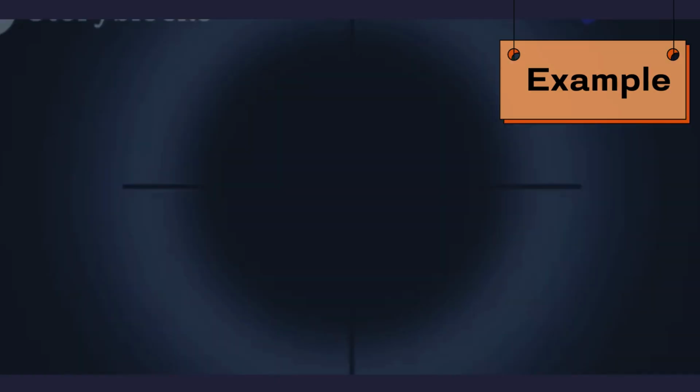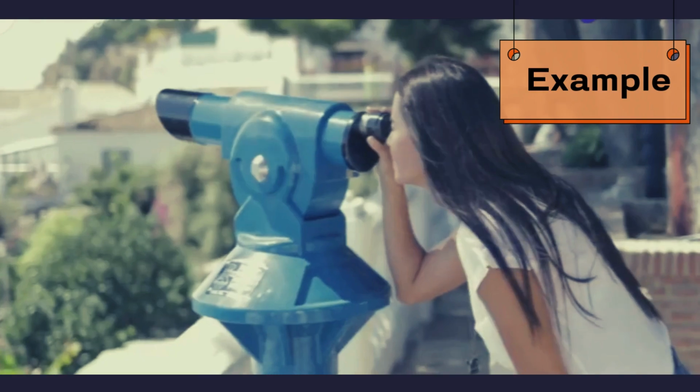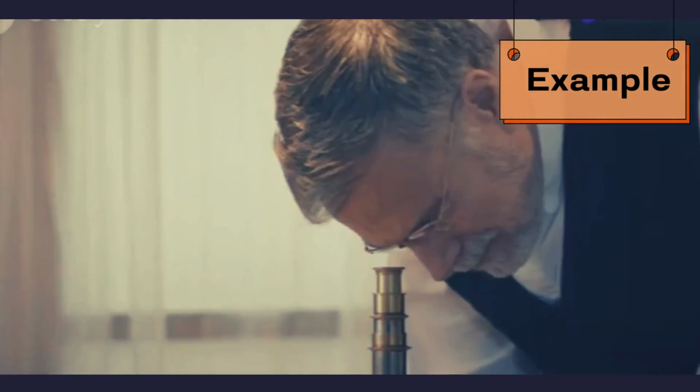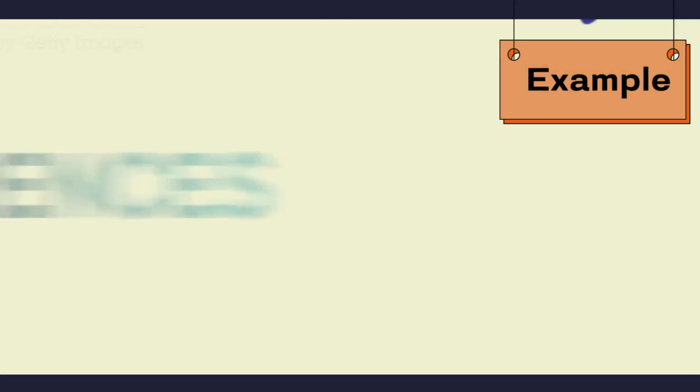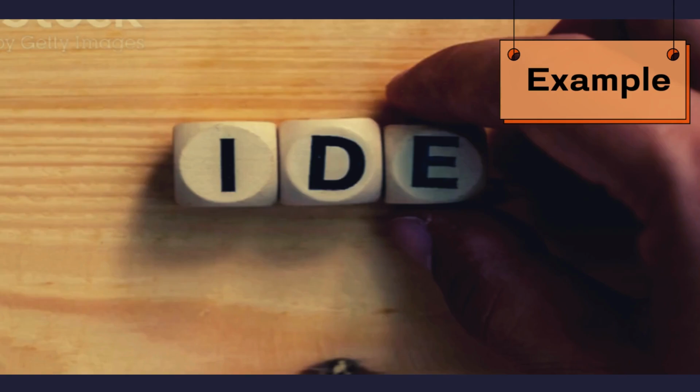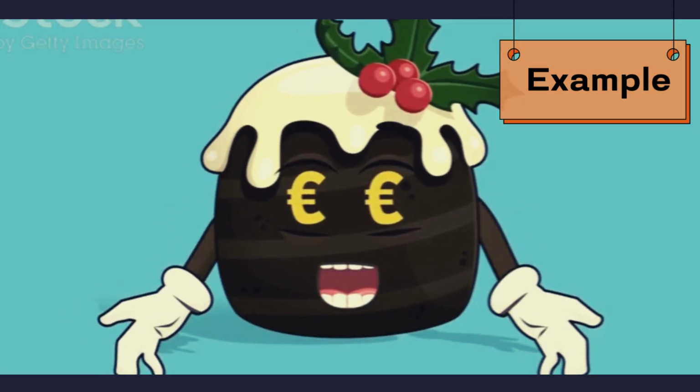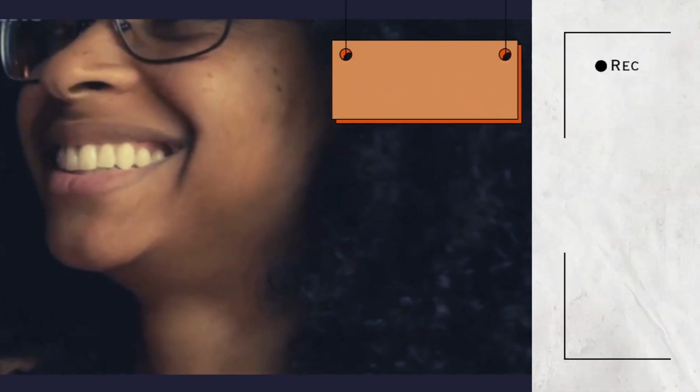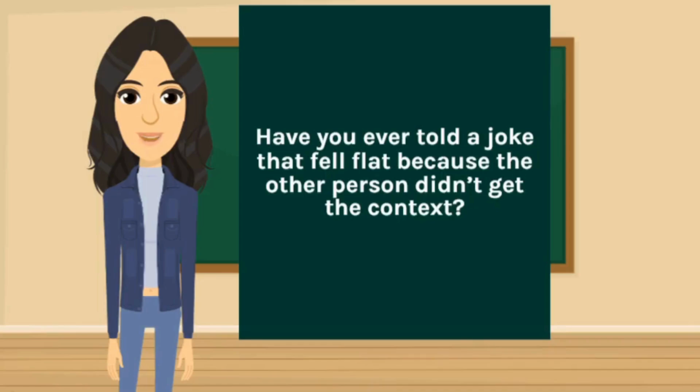Here's another. I saw the man with the telescope. Did I use the telescope to see the man, or did the man have the telescope? Mind blown. Understanding language isn't just about knowing words, but how they're put together. Context is key. So the next time a sentence makes you do a double take, just remember, it's all part of the fun. So let's define pragmatics.